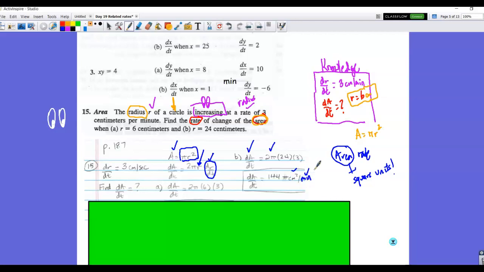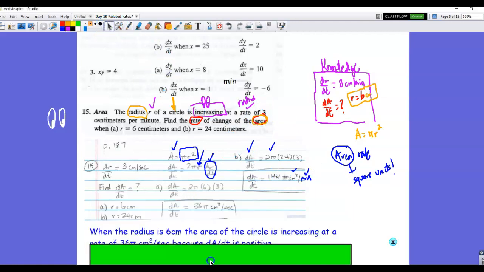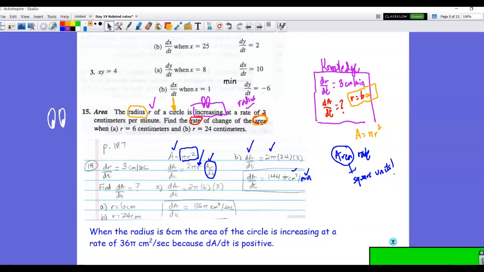And then all we're going to do for part B, I'm not going to really do it. We're just going to change the number from 6 to 24 and get a different number. It's a really good idea to write a sentence on an assessment. I will probably ask you to write a sentence to justify your reasoning and your conclusion. So I said when the radius is 6 centimeters, the area of the circle is increasing at a rate of 36 pi centimeters squared. That should be per minute, because the rate of change of area is positive.